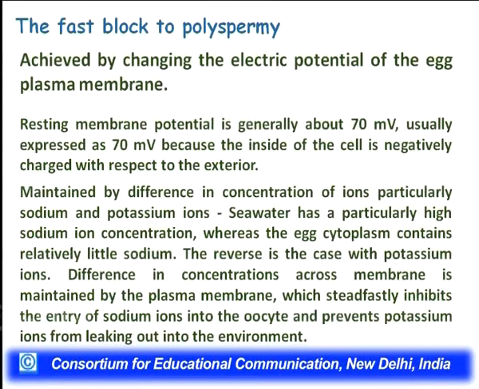Seawater, for example, has a particularly high sodium ion concentration, whereas the egg cytoplasm contains relatively little sodium. The reverse is the case with potassium ions. The difference in concentration across the membrane is maintained by the plasma membrane, which steadfastly inhibits the entry of sodium ions into the oocytes and prevents the potassium ions from leaking out into the environment. So, this difference in concentration leads to the generation of an electrochemical gradient, basically a minus 70 millivolt electrochemical gradient, and this is maintained in the plasma membrane.